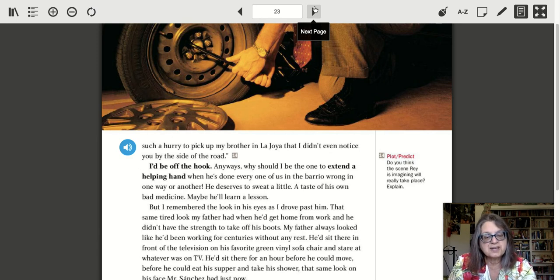So do you think Ray's imagining this will really take place? Why do you think he thinks it will happen or not? I kind of think he thinks it will happen because he's really working out his explanation. He's preparing for what he could say if this happens. So I think he does think it will happen.